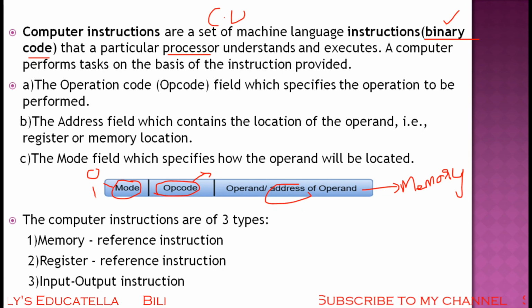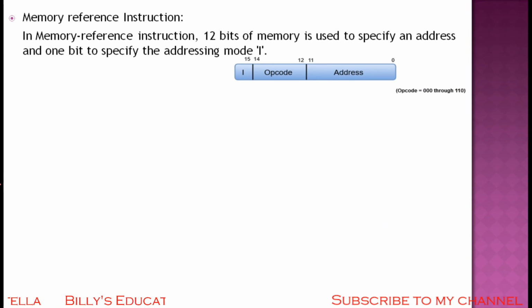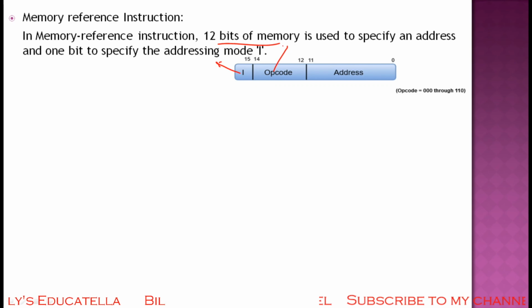Coming to the computer instructions, which are of three types: memory reference instruction, register reference instruction, and input output instruction. Let us discuss memory reference instructions. What is a memory reference instruction? It uses 12 bits of memory to specify an address, and 1 bit to specify the addressing mode. Here this specifies the addressing mode, and here it specifies the opcode, and here it specifies the address field.